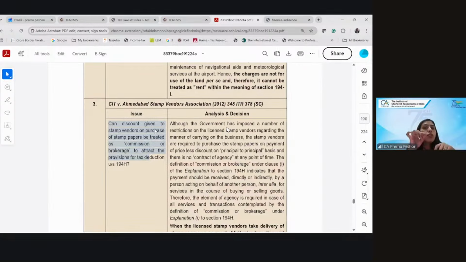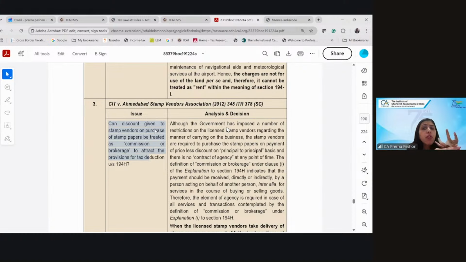Right? Or let's say, for example, they will sell a 100 rupees stamp paper at 100 only. But they would buy from the government at, let's say, 70 or 80. So the balance which is there, the discount which is given to them, is nothing but their commission. So whether it is actually a commission or is it a discount?